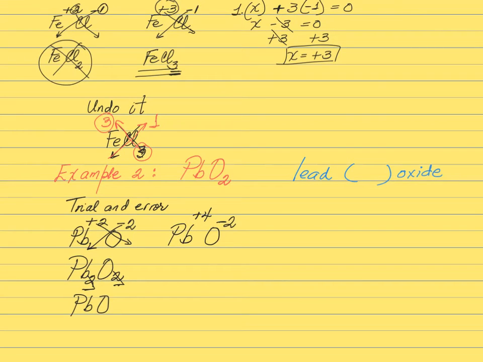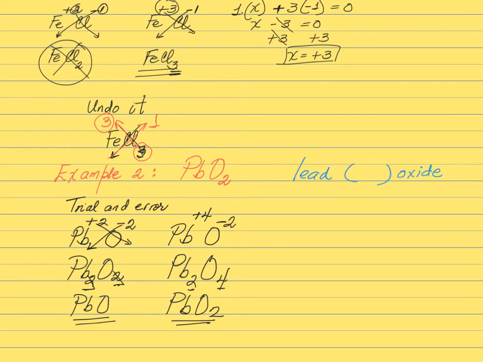In the second case that you have over here, after you do the dancing, you have Pb2O4. 2 and 4 are multiples. Since elements combine in the smallest ratio, you have to simplify, so you divide by 2. And this is your formula.